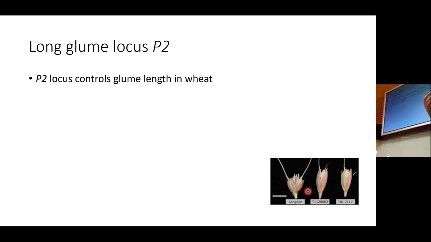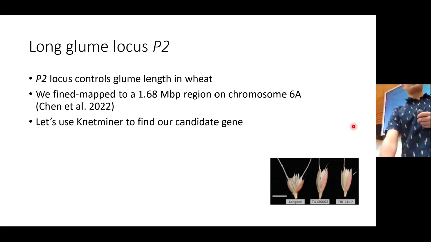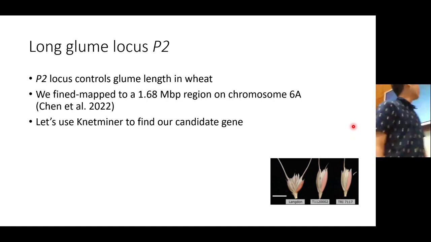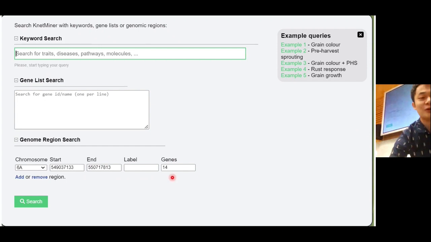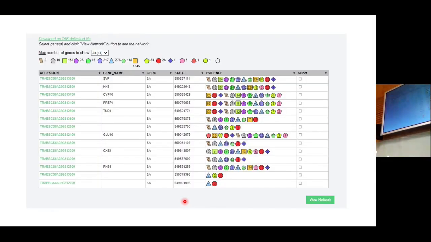We're able to fine map it to a 1.68 million base pair region on chromosome 6A, and we're going to use NetMiner to identify our candidate gene. So in this scenario, we put down our fine map region. So for example, chromosome 6, your start position is here, your end position is there. And then right away you see 14 genes that are within this interval. So that's still a lot to look at.